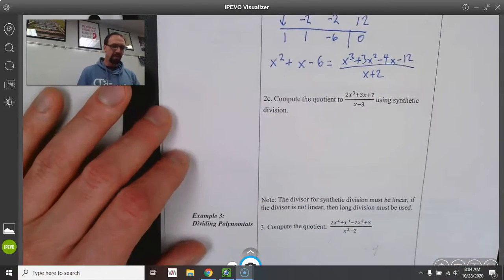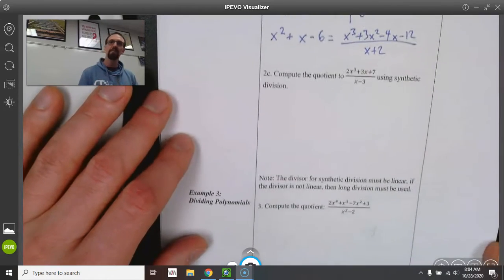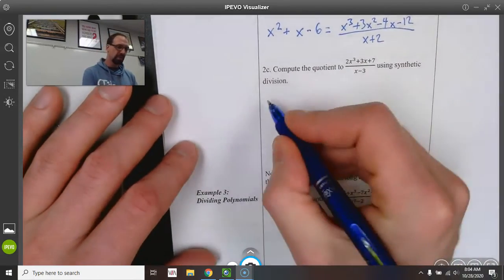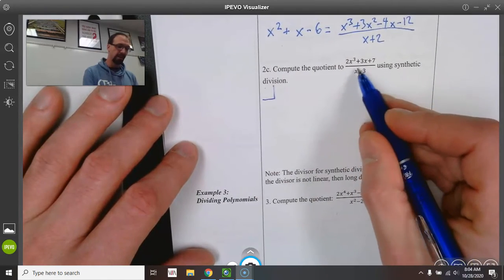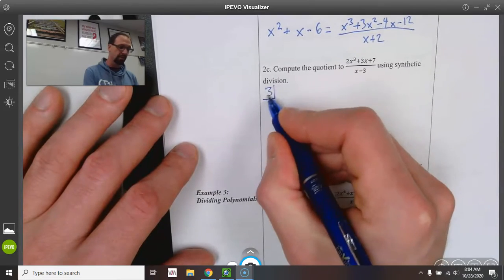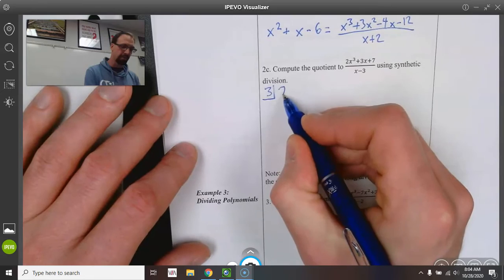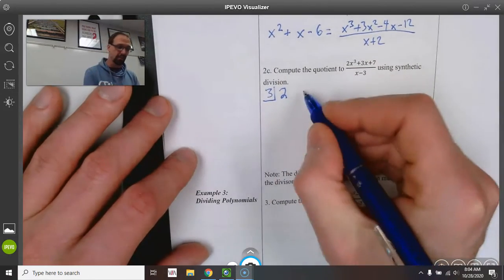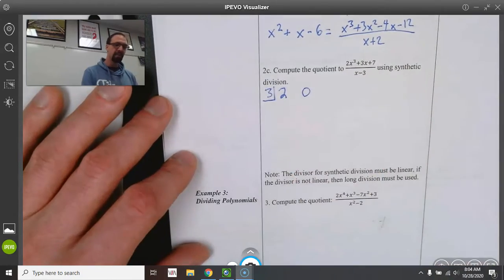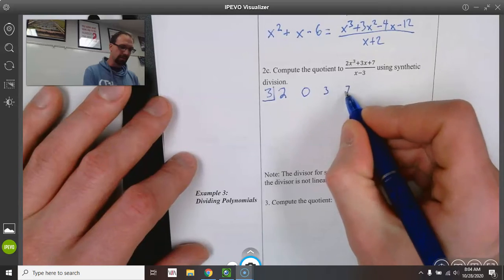So I'm asking you to compute this quotient. Again, quotient, same as when we do fractions, using synthetic division. The part that goes here is going to be what makes my divisor 0. So x minus 3, that would be 3. And then now my coefficients. A lot of students will miss this part. It's 2 for x cubed. There's no x squared term, so we need to use 0 as a placeholder. If you don't, you'll end up with the wrong answer. We need a linear term, so 3, and then our constant is 7.